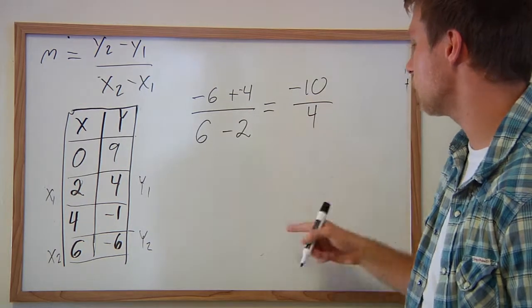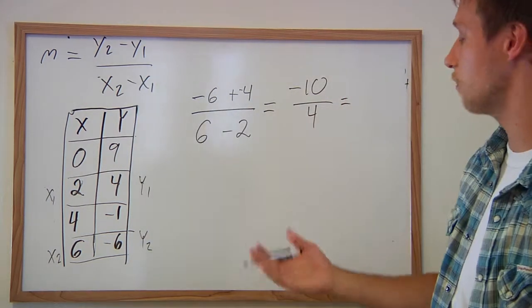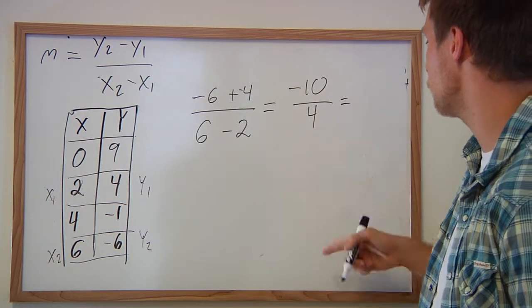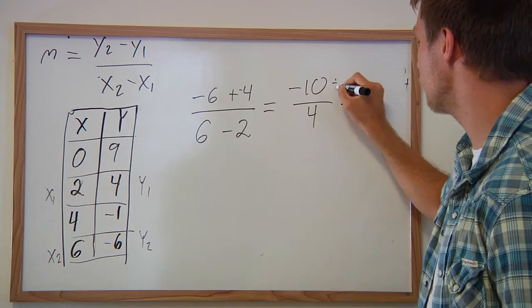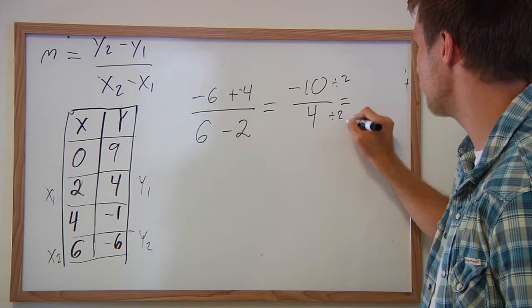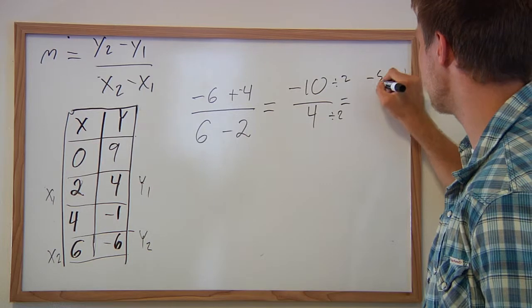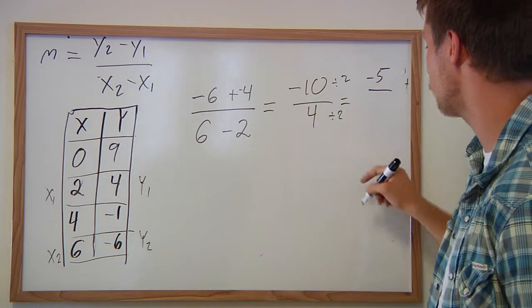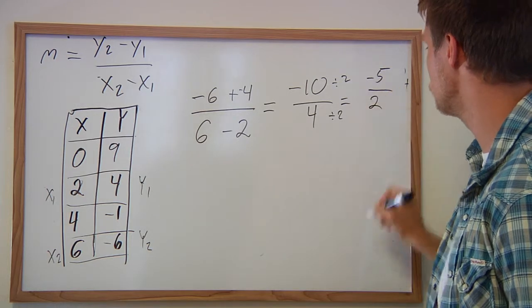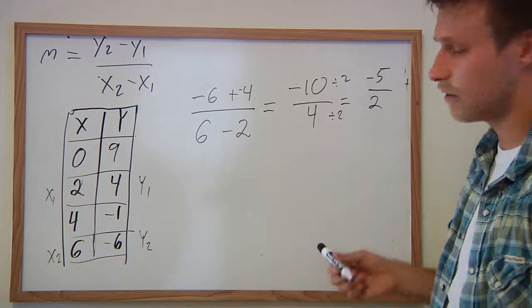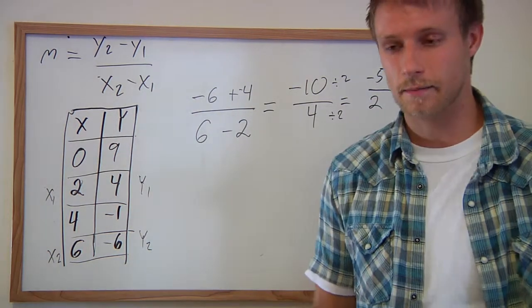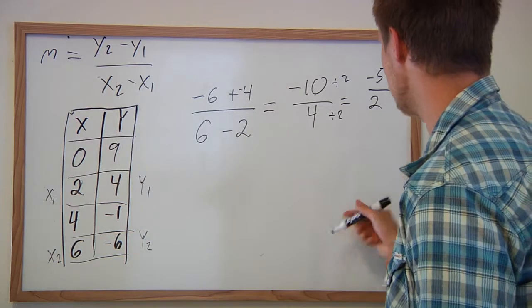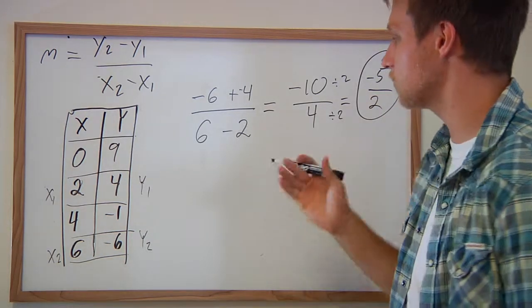Well, negative 10 over 4, let's simplify it because for slope, I would rather have it in simplest form. Well, we can divide a 2 out from top and bottom. I get a negative 5 because negative 10 divided by 2 is negative 5, and 4 divided by 2 is 2. Well, negative 5 can't be simplified with 2. So this is our simplest form.